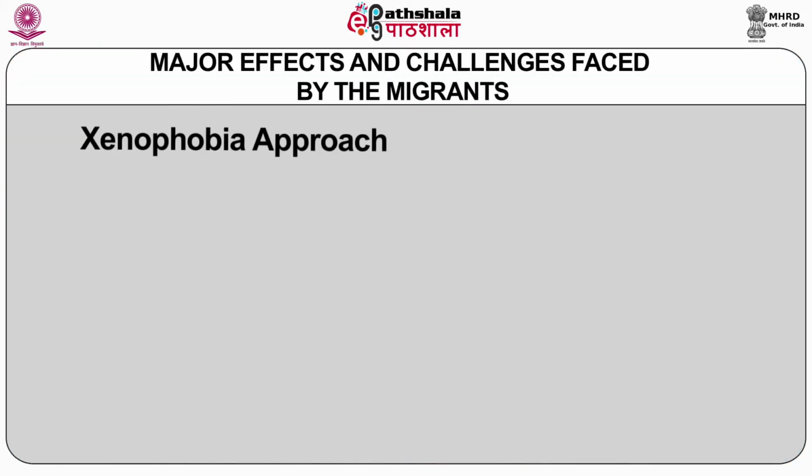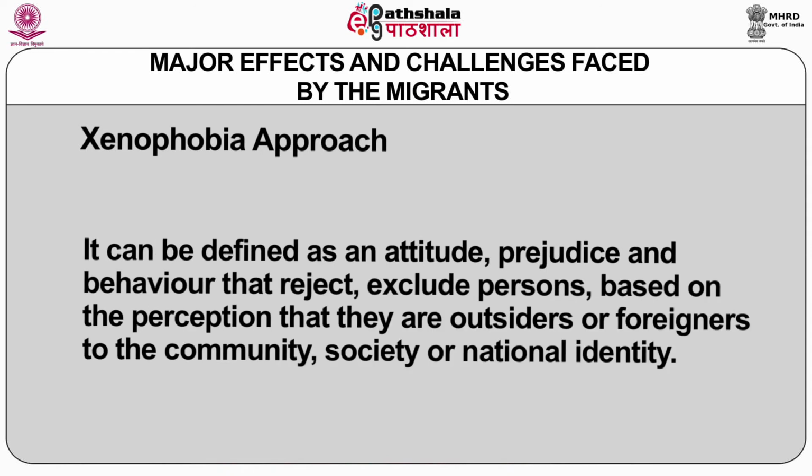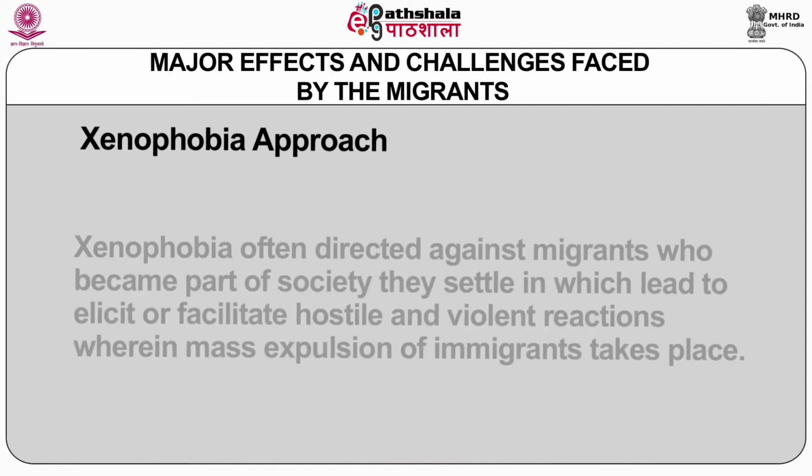Xenophobia approach. So let's look at the xenophobia question. Xenophobia comes from the Greek word xenos, meaning foreigner or stranger, and phobos, meaning fear. It can be defined as an attitude, prejudice, and behavior that rejects and excludes persons based on the perception that they are outsiders or foreigners to the community, society, or national identity.